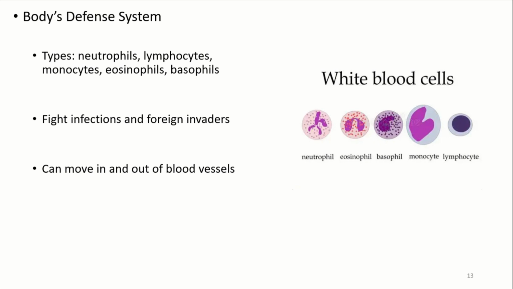While the monocyte destroys invaders through an act of phagocytosis, that is, it swallows up the cell. The eosinophils are usually released during allergic reactions, while the basophils are released during inflammation.